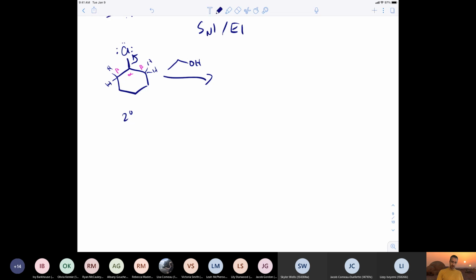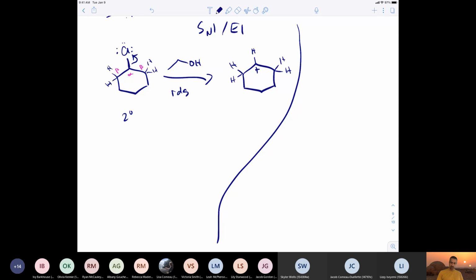Gone. There goes the chloride. The yeeting group, we called it, right? Let's draw in all our hydrogens on the alpha and the beta carbons. This is the rate determining step. Now we get 2 different possible reactions. I'm going to redraw it over here.